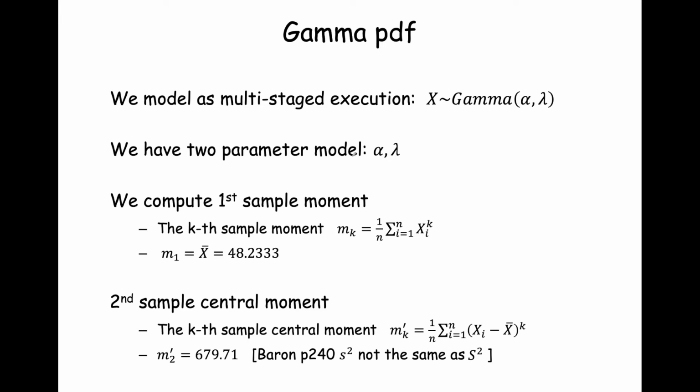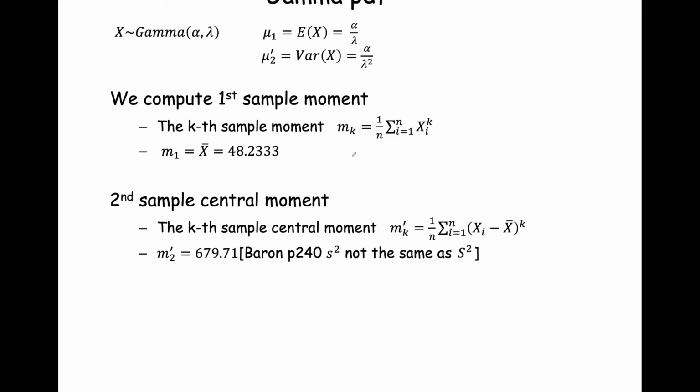Now for the second central sample moment, we'll plug in, and we're going to take our x bar from the first sample moment and use that in computing it. So m2 prime is 679.71. Now, of course, this is the same as s squared, but not as s. S is unbiased and has a leading coefficient of 1 over n minus 1. Okay, so we have our m2 prime, we have our m1, and let's keep them up there and also add up top our first moment and second central moment for the population moments for the gamma.